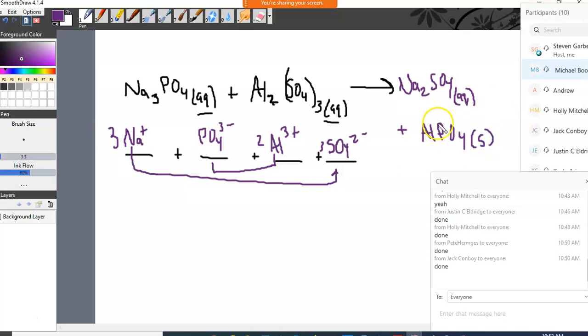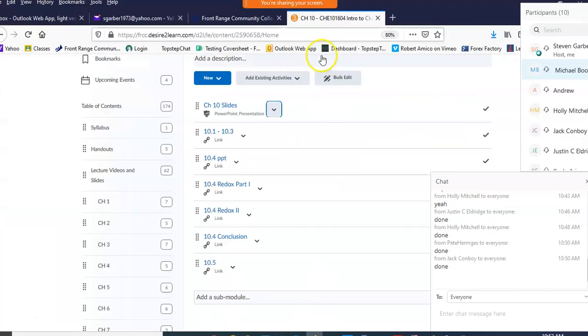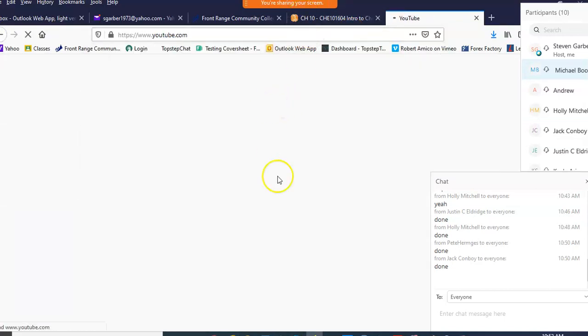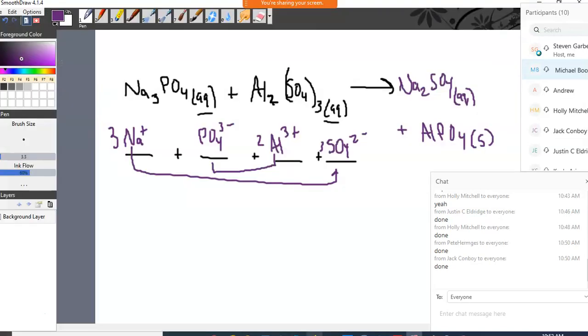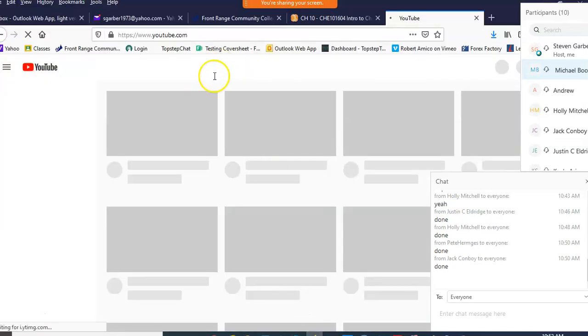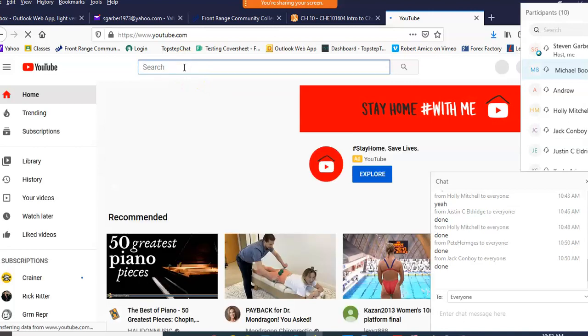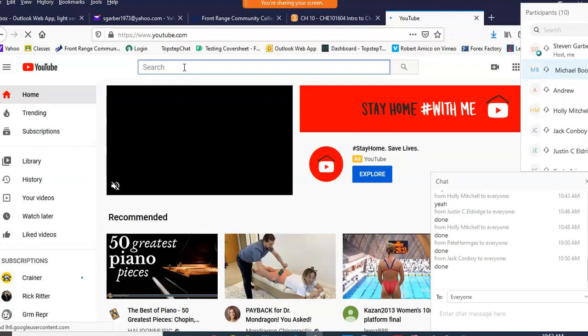So if I were to take sodium phosphate and aluminum sulfate, you know what? Why don't we actually do it? I'm sure it's on here. What is it? Aluminum, sodium sulfate.